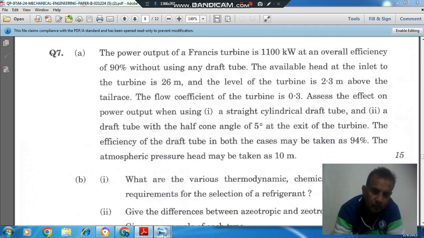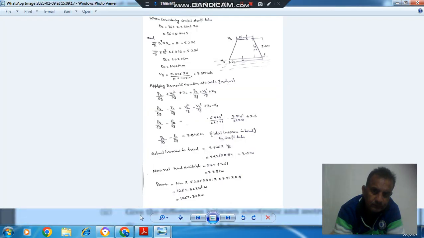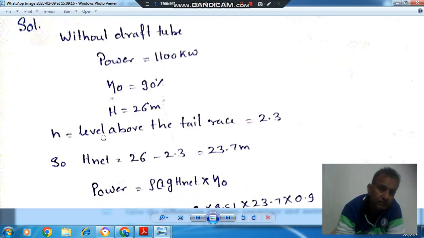First of all, considering without draft tube. So when we consider without draft tube, then the power is given as 1100 kilowatt. Overall efficiency is 90%. Head at inlet is given as 26 meters, and the level above the tail race is 2.3 meters. So the net head available for power production is 26 minus 2.3, that is 23.7 meters.